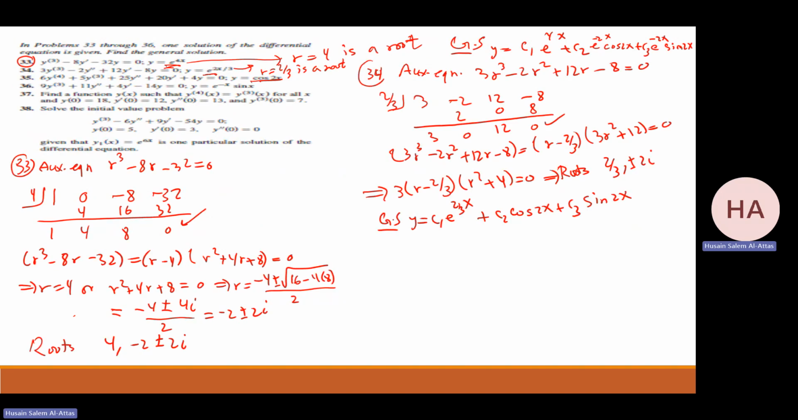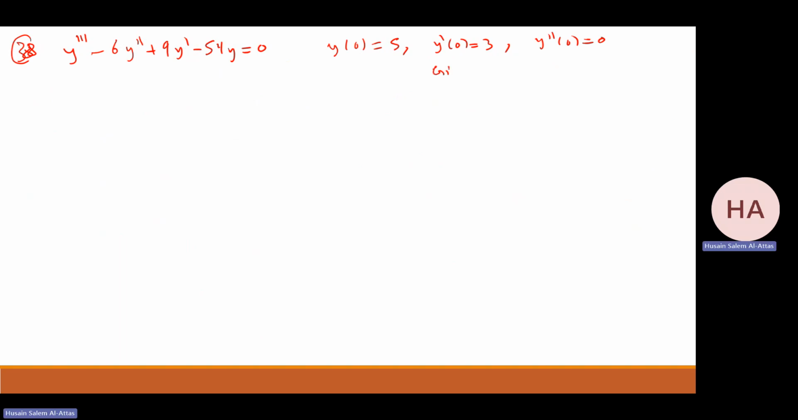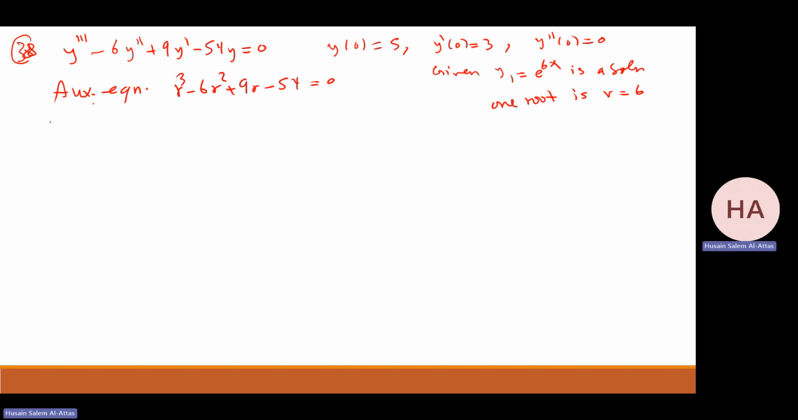Given e to the power 6x is a solution. So one root is r equals 6. What is the auxiliary equation? R cubed minus 6r squared plus 9r minus 54 equals 0. So you know r equals 6 is a root: 1, minus 6, 0, 9, minus 54.